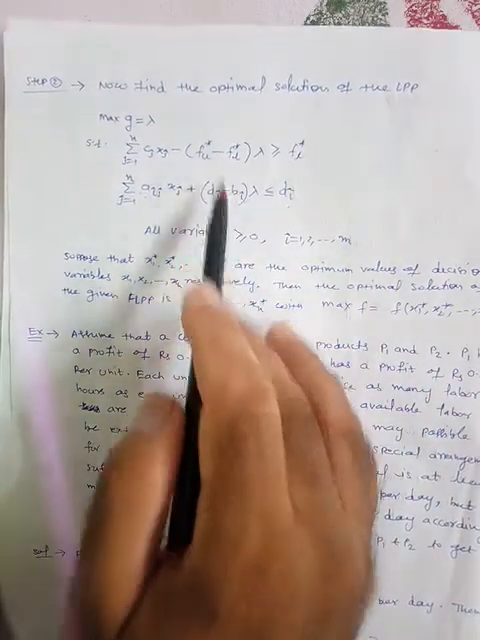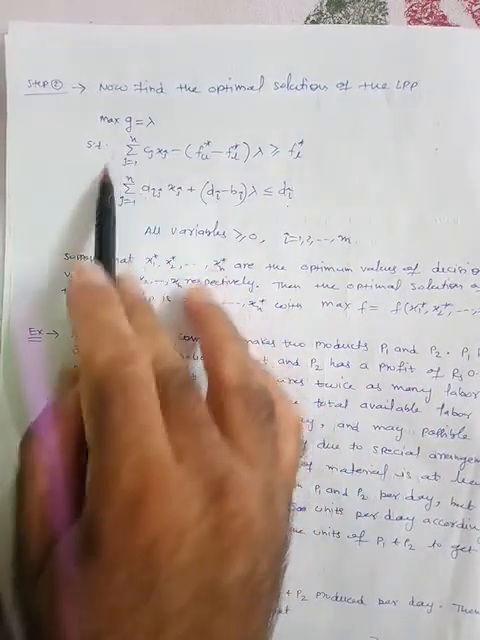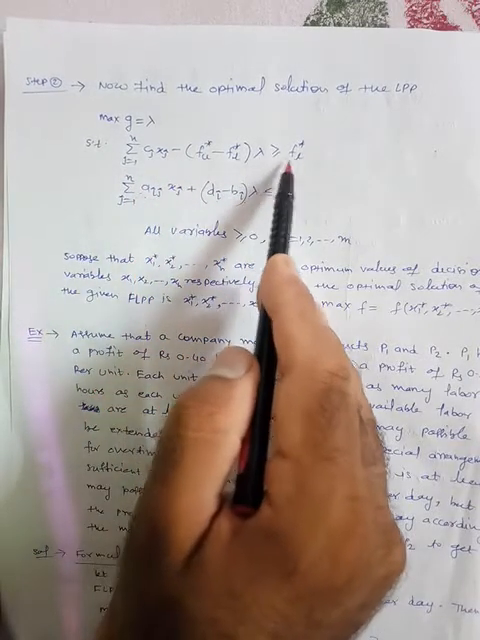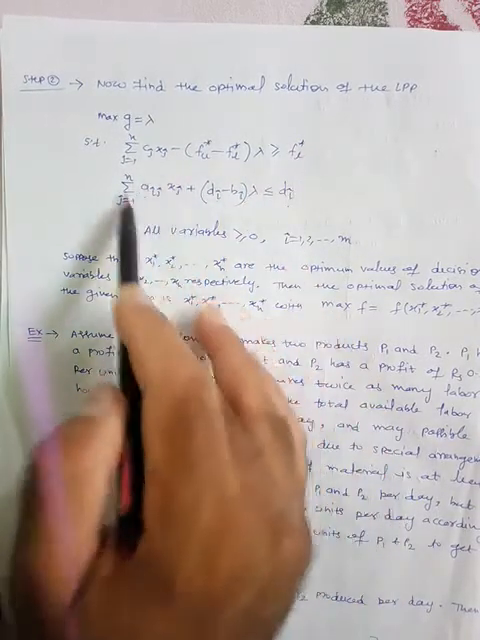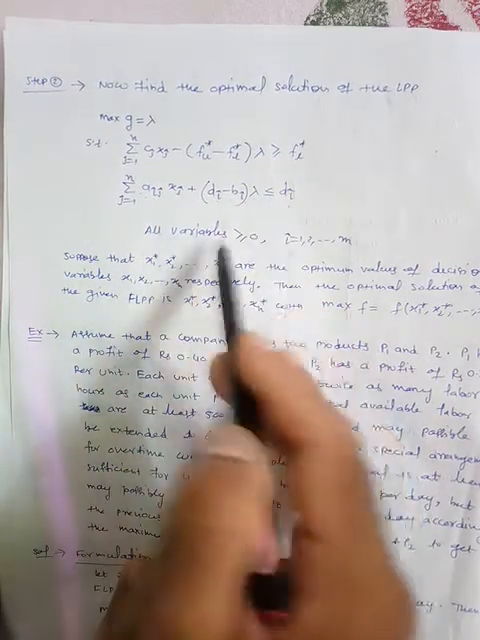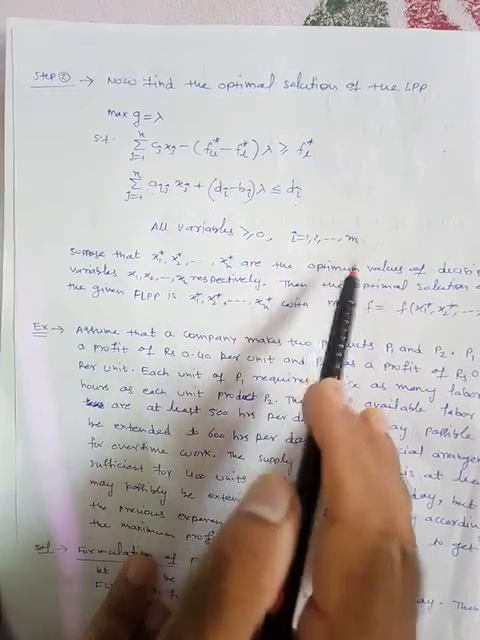So we have to solve this. This is from the objective function: the objective function minus this value should be greater than or equal to FL star. And this is from the constraint: plus (di minus bi) lambda less than or equal to di. And all the variables are greater than or equal to 0.